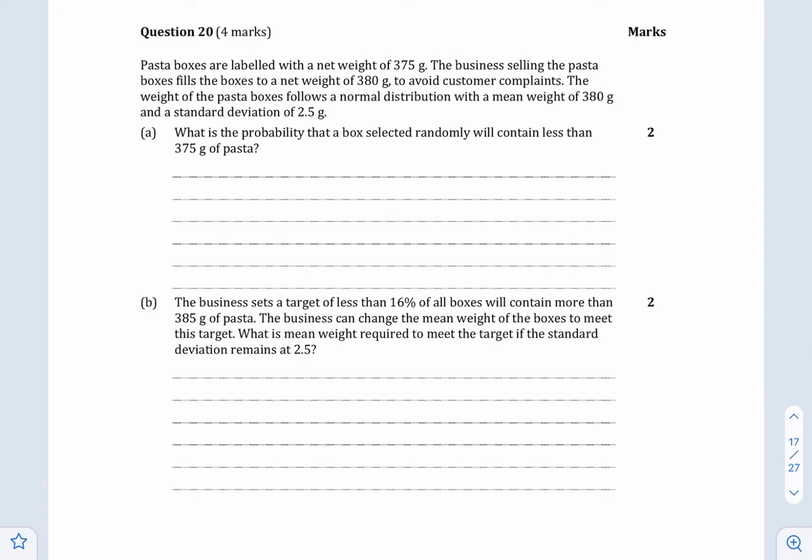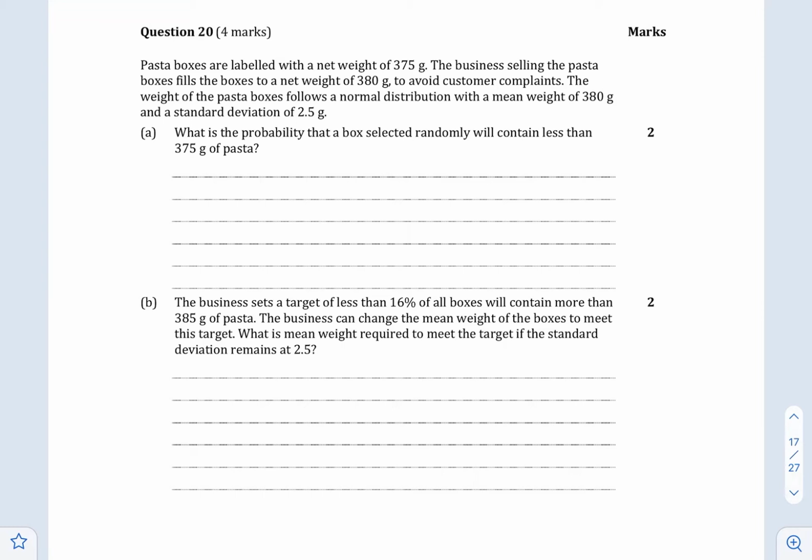Next, pasta boxes are labelled with a net weight of 375 grams. And there's some more information there. The key aspects, though, are that we're looking at the mean, standard deviation, and normal distribution. So we're looking at the normal distribution topic. It says, what's the probability that a box selected at random will contain less than 375 grams of pasta?